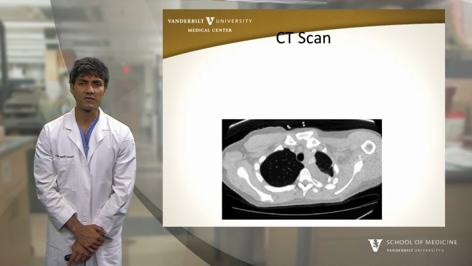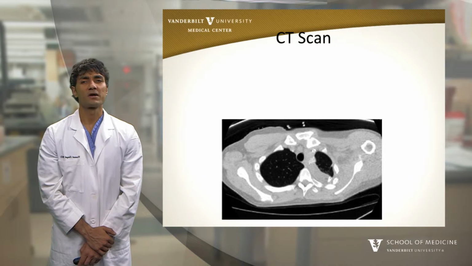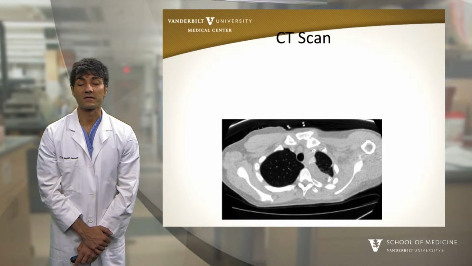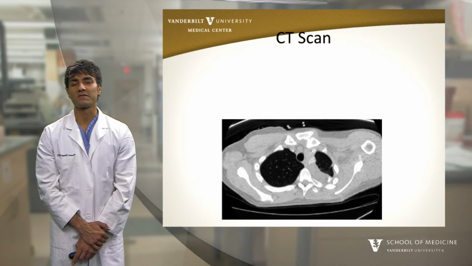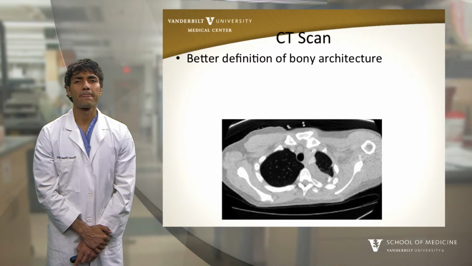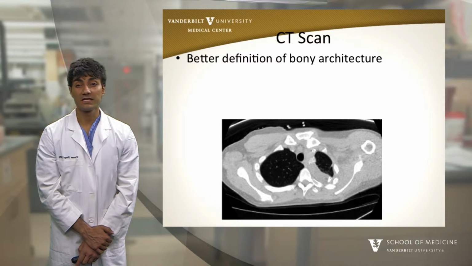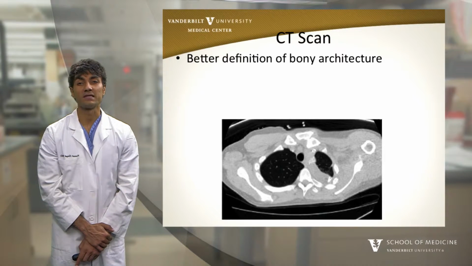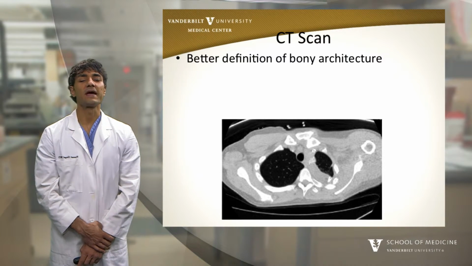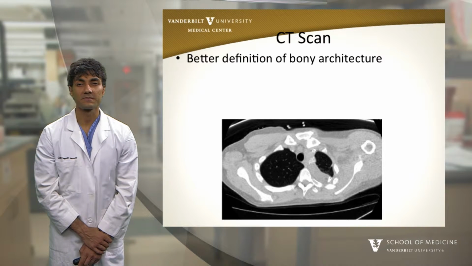A CT scan is helpful anytime you want to look at bony architecture. This is in the case of a proximal humerus fracture, a scapula fracture. Another good time to get a CT scan is if you're looking at the SC joint, the sternoclavicular joint, because that's a joint that's not really that well seen on plain films.